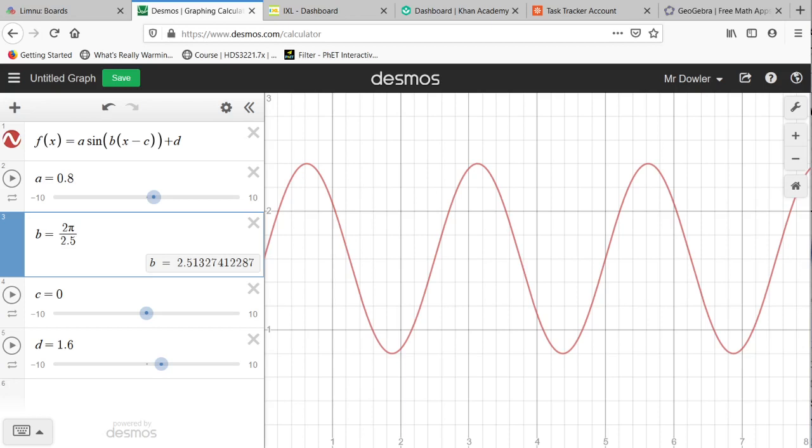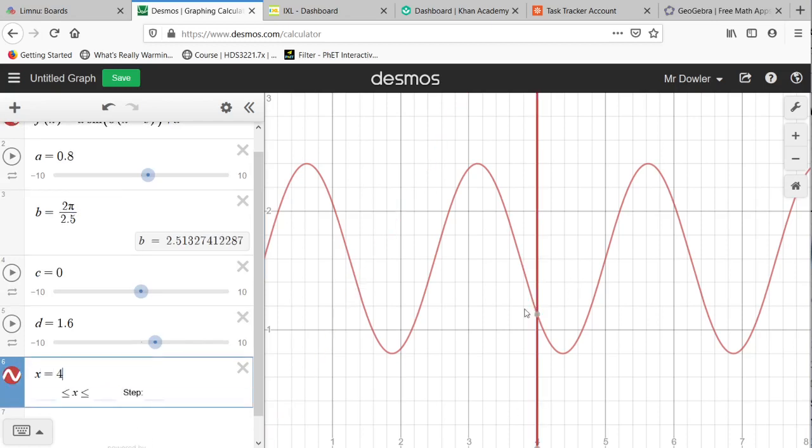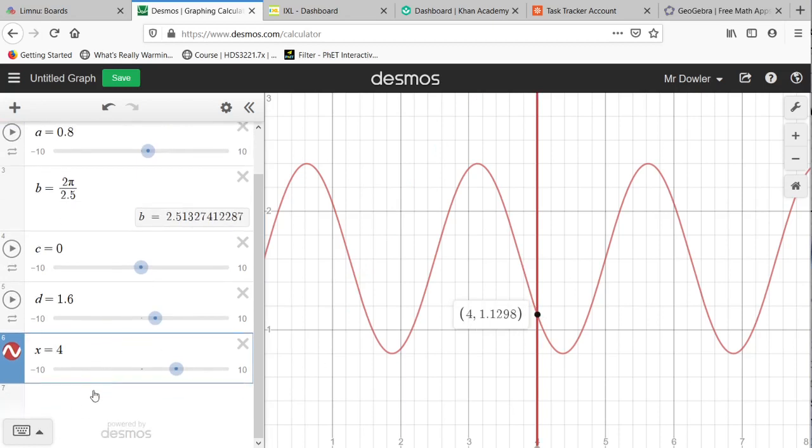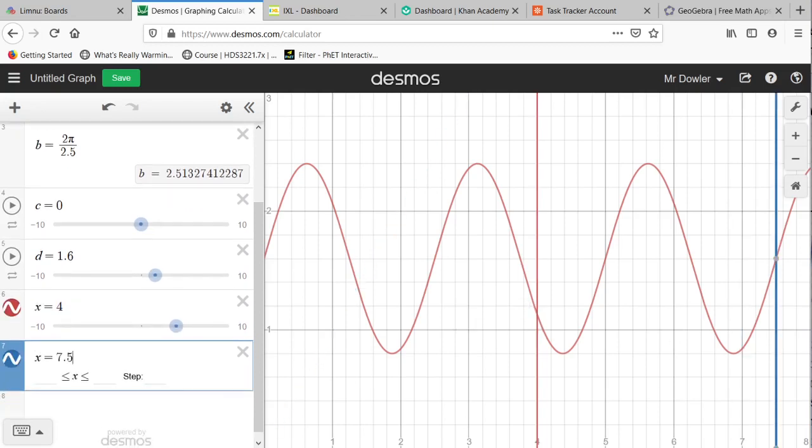What is the approximate depth in the water below Musab at 4 seconds? So that's about 1.13 meters. And at 7.5 seconds, it's 1.6. So 7.5 is 3 complete periods in. So this completes our solutions for question 8.